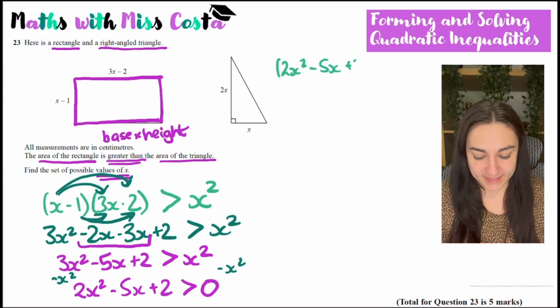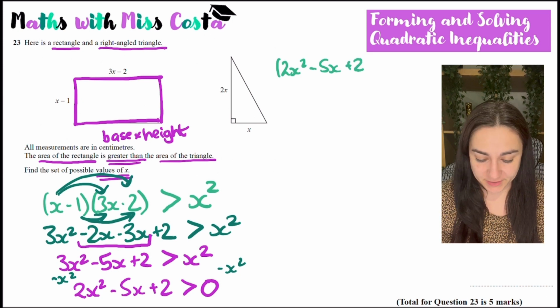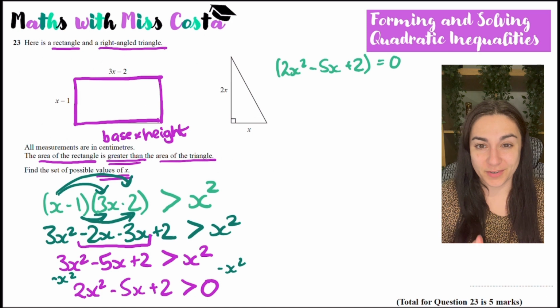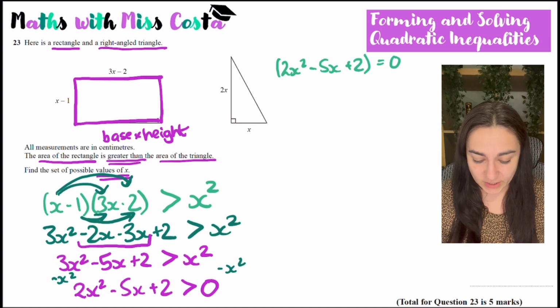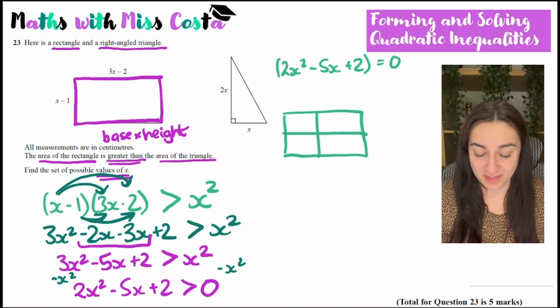Whenever you've got a quadratic, in order to solve it, you want to factorise it. First, make sure it's equal to 0 and then factorise. So if this was equal to 0, I would factorise it. Now, this is a quadratic with a coefficient of x squared that is greater than 1. So there are a few ways that you can do it. One of the best ways is to just use the grid method.